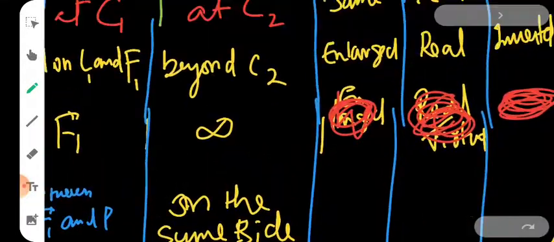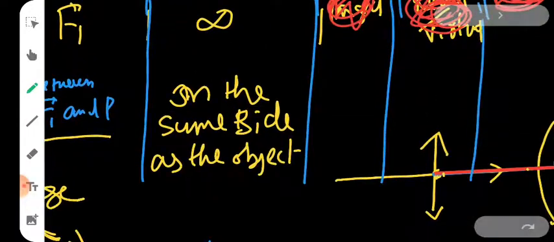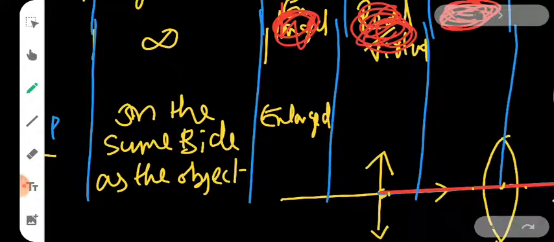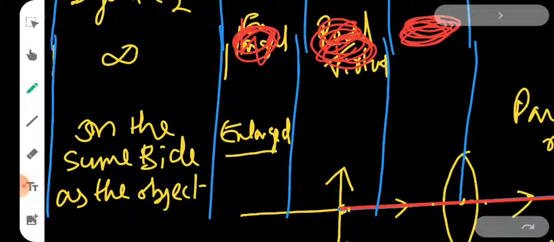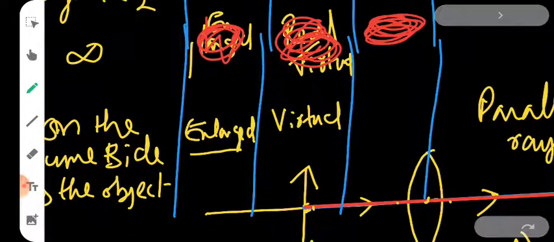What about the size of the image? Size was enlarged. See, it is a good thing because it is being used to make a microscope, which you will learn later, possibly in your 12th standard. So you have an enlarged image. What is the type? Is it real? No, it's not at all real. It's virtual. It's only an apparent image. So it's a virtual image.